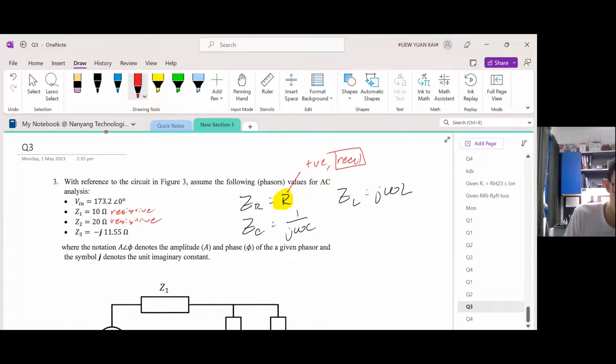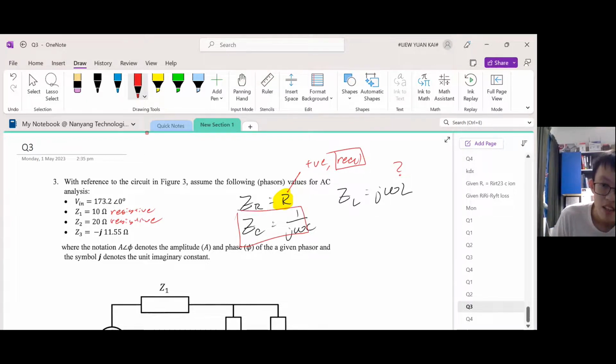Now, the trick comes with Z3. Let us take a look at Z of L. You notice that, okay, fine, there's an imaginary unit, there's J, but then look, this is positive J, this is negative J. So we have to put a question mark here and come back to it later.